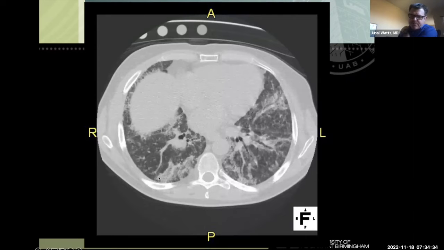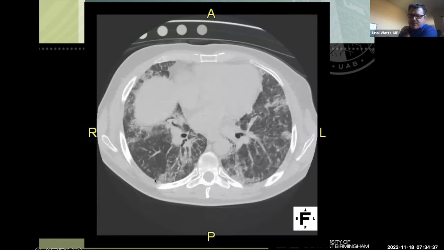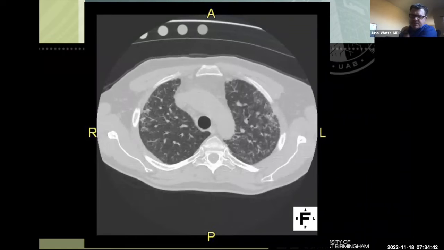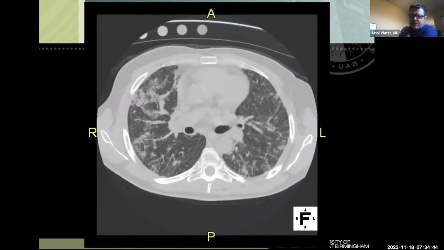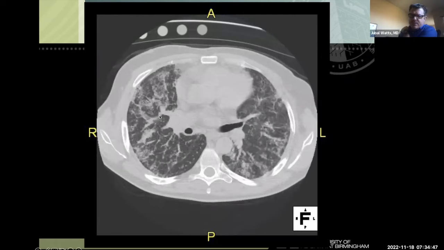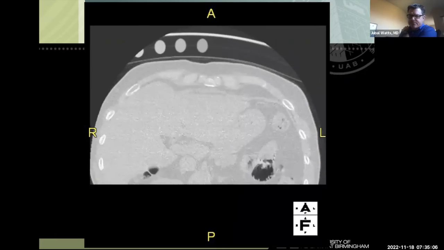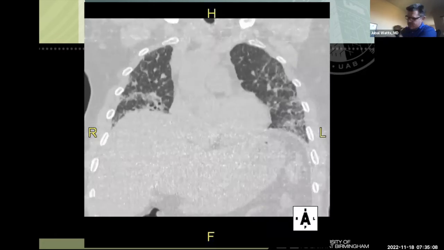So part of it looks like NSIP, especially with the subpleural sparing and the ground glass, but it's much more heterogeneous than the prototypical case of NSIP. And you see other areas, like what looks like a pretty good reverse halo here, which you'll see in organizing pneumonia. And so if you see what looks like a combination of NSIP and organizing pneumonia, think about antisynthetase syndromes or polymyositis, dermatomyositis, because they can frequently present with a combination of the two. And here's what it looks like on the coronals.